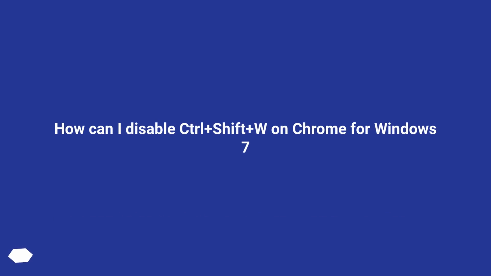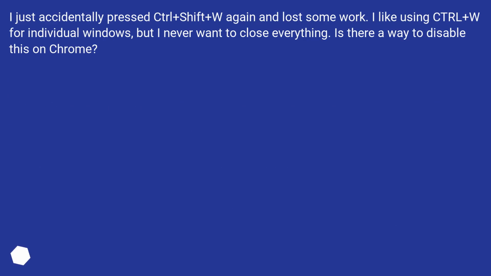How can I disable Ctrl+Shift+W on Chrome for Windows 7? I just accidentally pressed Ctrl+Shift+W again and lost some work. I like using Ctrl+W for individual windows, but I never want to close everything. Is there a way to disable this on Chrome?